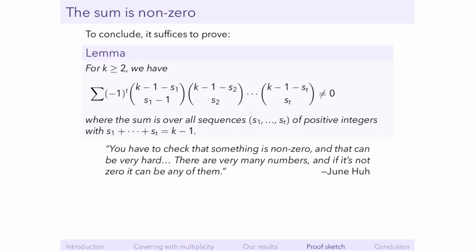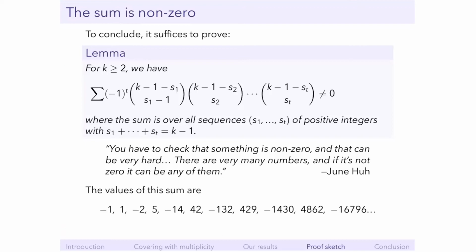So what you can try is you can just have a computer compute values of the sum for small values of k. And when you do that, you get this sequence, minus 1, 1, minus 2, 5, minus 14, 42, and so on. I'm sure some of you recognize this. I was shocked when I saw this. These are the Catalan numbers up to signs. So the Catalan numbers have this explicit formula, but they're also these natural numbers that show up all over the place in enumerative combinatorics.